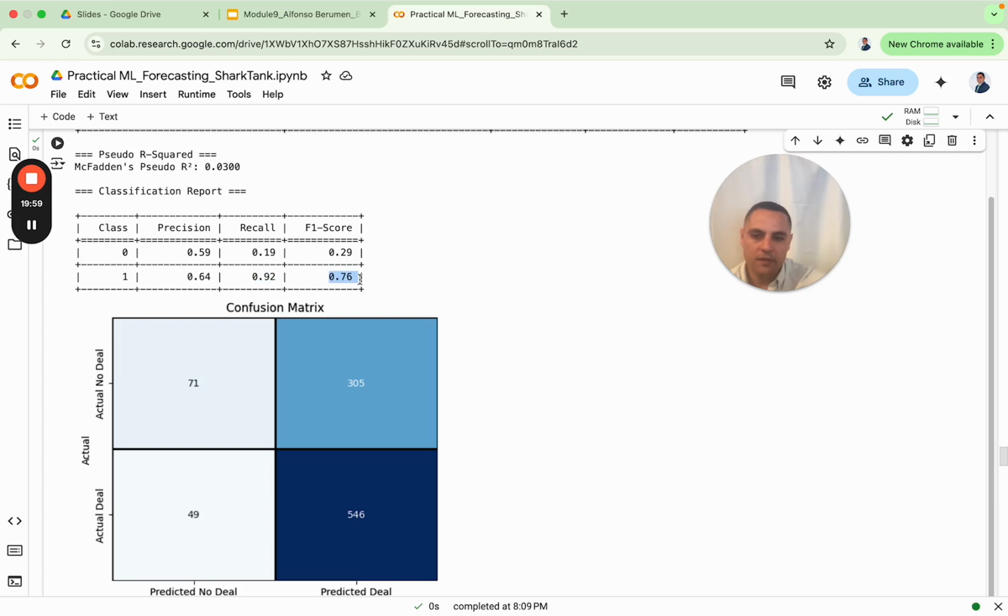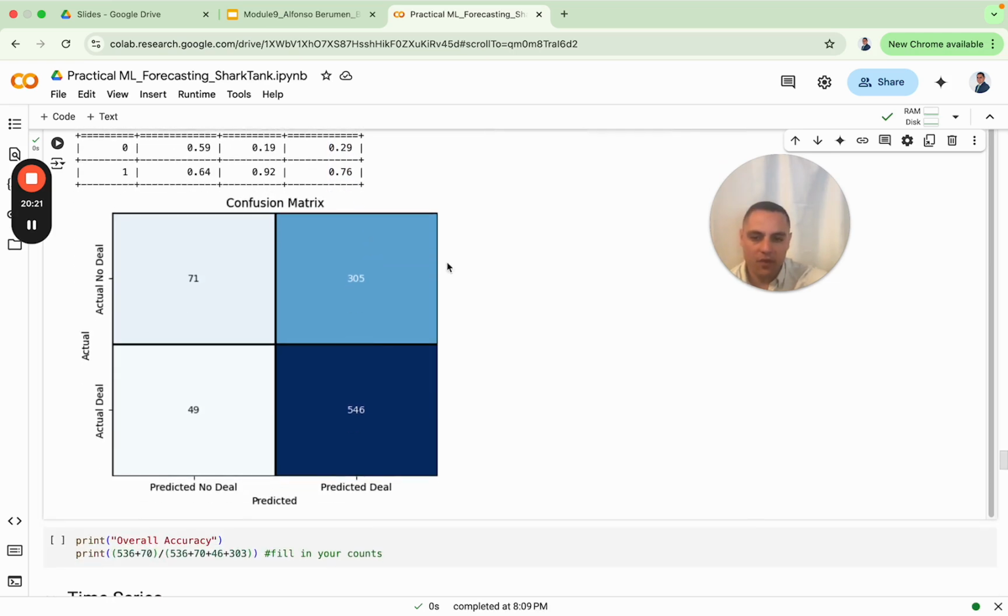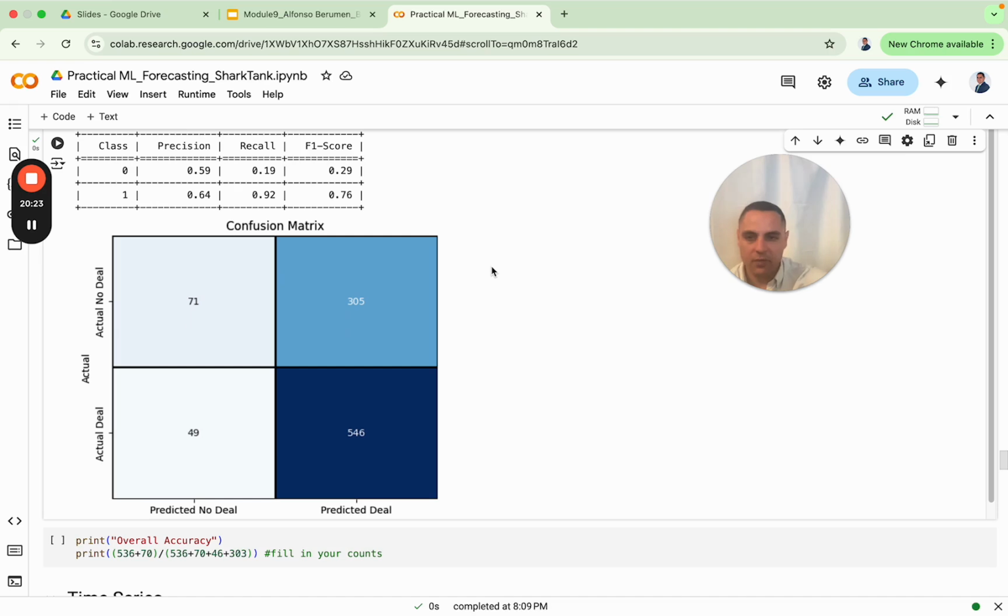And then for the F1 score, that's a weighted balance measure of the precision and recall. And that basically says the model performs better at predicting got deal when compared to the unsuccessful ones, right? So 0.76 versus 0.29. If all else fails and you're confused, all right, precision recall, what is that? I'm confused. Go to the confusion matrix.